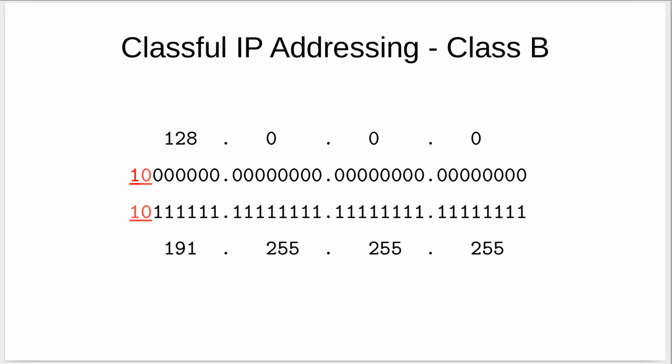Well, if you look at the binary, it's quite straightforward to see how it works. With the Class A, the first bit was set to a 0. That says this is a Class A address. With the Class B, the first 2 bits are set to the pattern 10, and that generates Class B addresses. We can see the lowest possible Class B address, 10 followed by 30 zeros, and the highest possible Class B address, 10 followed by 30 ones, which generates the 2 addresses on the screen there.